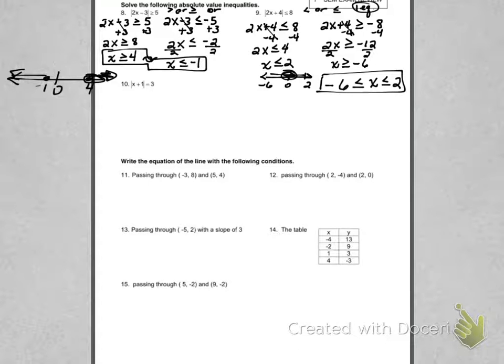Right, on number 10, you have an equality. So your answers are going to be two points, two numbers. So we have x plus 1 equals 3, and x plus 1 equals negative 3. Subtracting 1 from both sides, we have x equals 2, and subtracting 1 from both sides here, x equals negative 4. So it's those two points that solve that equation.